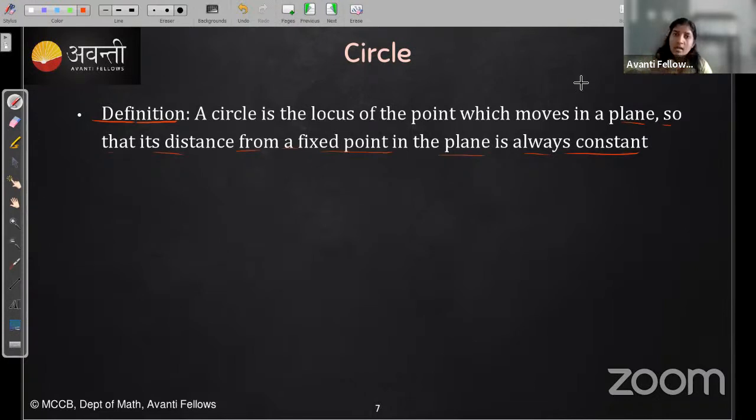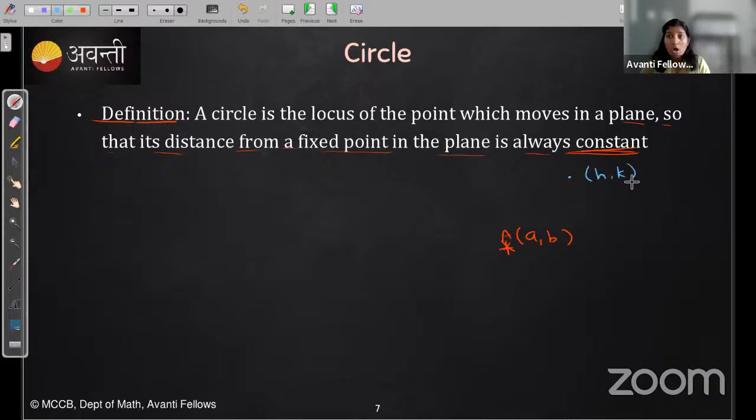And that condition is that the distance of that point from the fixed point in the plane is always constant. So I consider this as a fixed point. Let this be a fixed point. I name the coordinates of that fixed point as A and B. Say A is a fixed point. Then there'll be one more point. I consider this as a locus of a point.